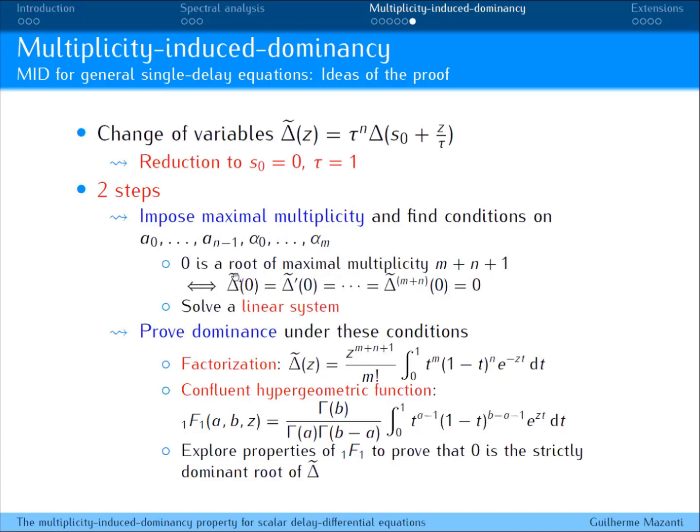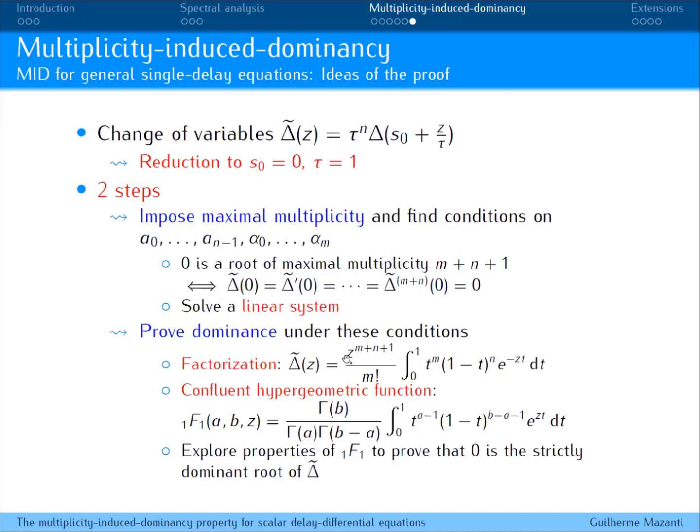And this just gives me a linear system in the coefficients, which I can try to solve. This is just some long and tedious computations, but that we can do by hand in order to provide expressions for these terms here. And the difficult part is essentially the dominance, and that's where something somehow magical happens: when we choose the coefficients of the system in order to impose maximal multiplicity, we can prove that the quasi-polynomial that determines the behavior of the system has a very interesting factorization.